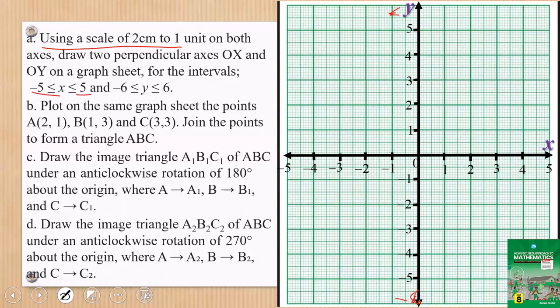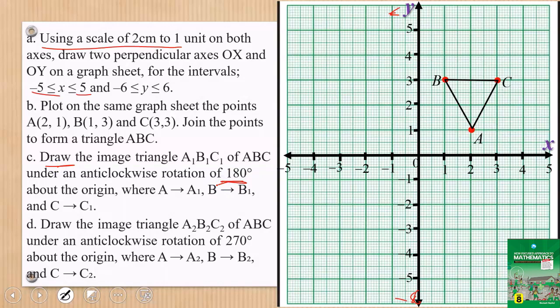Then we have to plot the points A, B, and C. So A is 2, 1, so we plot 2, 1. B is 1, 3, we plot 1, 3, and C is 3, 3, so we plot 3, 3. Then we join them together. Now we have to draw the image A1, B1, C1 of rotation 180 degrees, where A maps to A1.